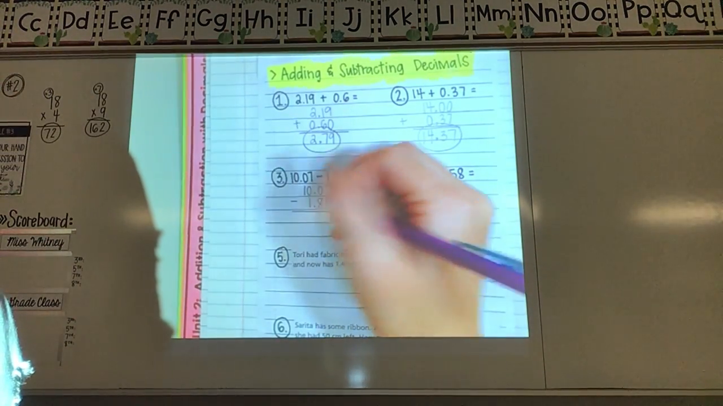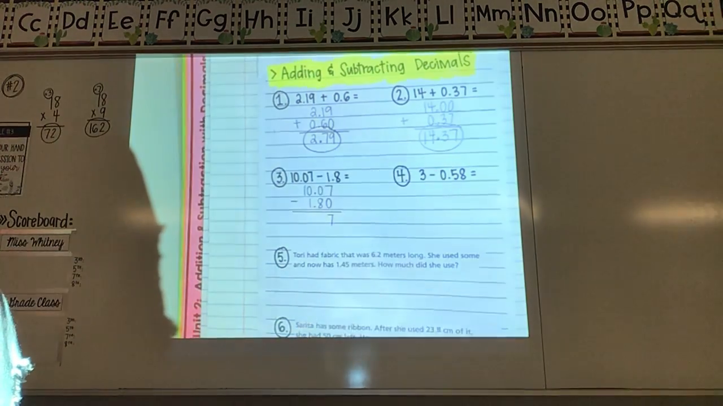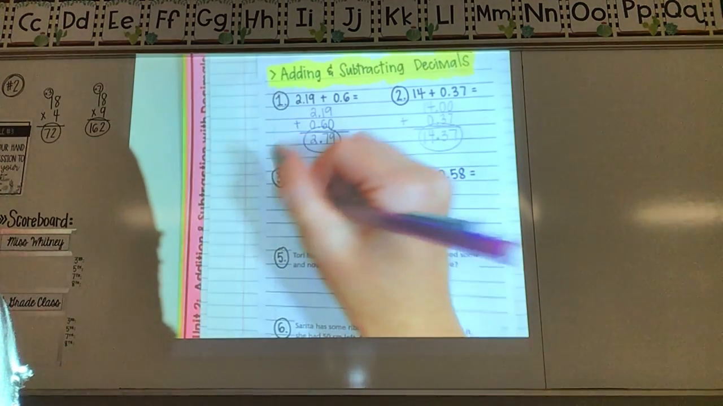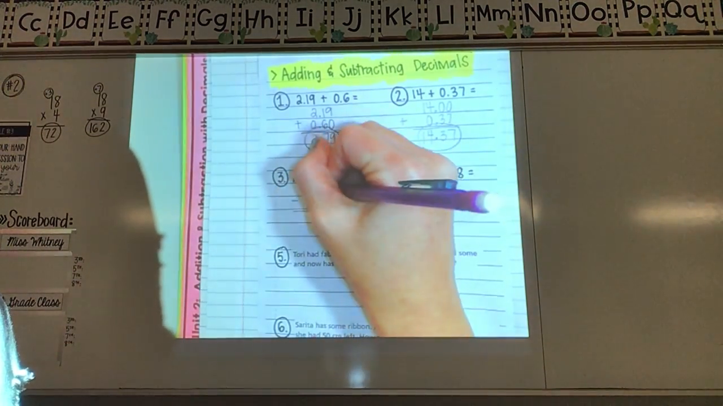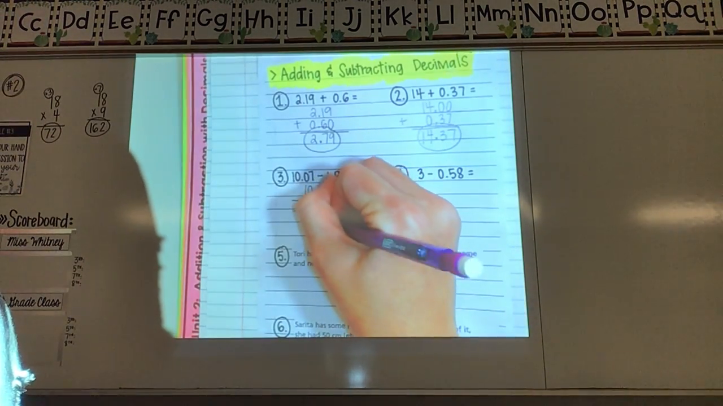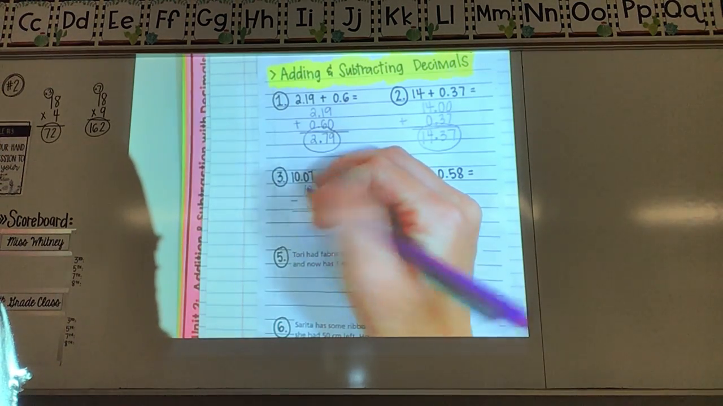7 minus 0 is 7. 0 minus 8. I cannot do 0 minus 8. We have to be careful on our subtraction. So I'm going to do take one, give one. Take one from the next spot. Give it where I need it. 10 minus 8 is 2. I'm at my decimal point. What do I do when I get to my decimal point? Copy it down.